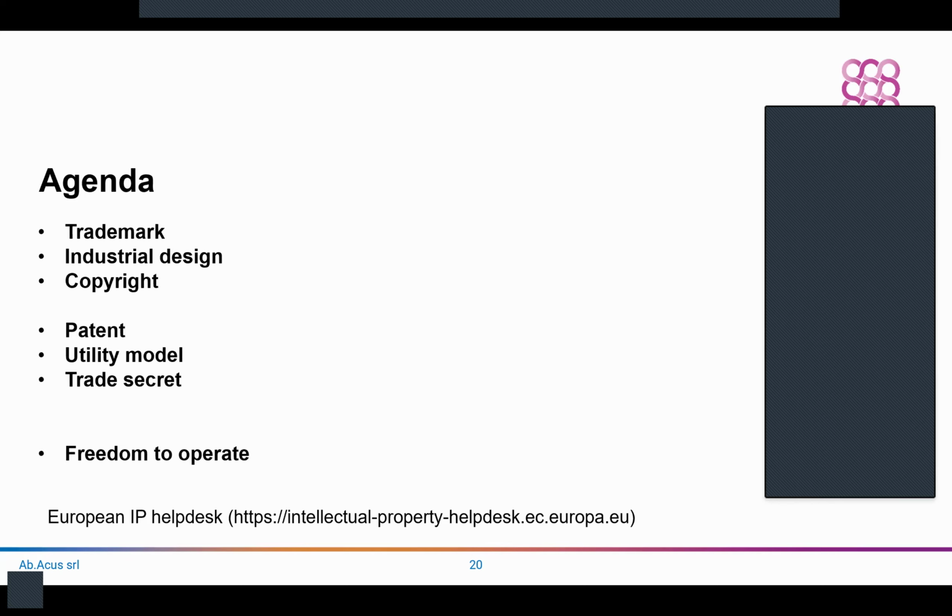But all these have a meaning only if you put them in the right context. So it's very important to analyze what is called freedom to operate. So to understand, before starting patenting and this kind of things, if what you have developed is really a novelty or not.